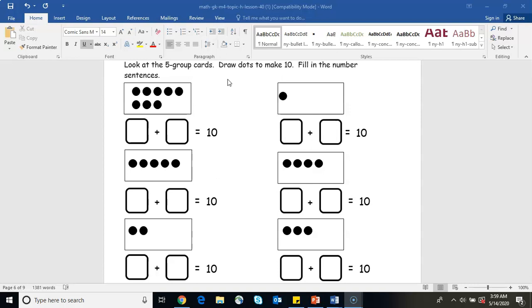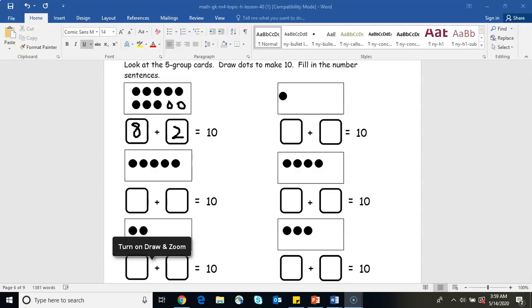Then we're gonna fill in our number sentences. So just like we did in the previous one, it's kind of similar to that. So we have 1, 2, 3, 4, 5, 6, 7, 8 already there. How many more do we need to make 10? That's right, we're gonna need 2 more to make 10. So we already had 8. I added 2 because I drew 2 more in there, and then that made 10.